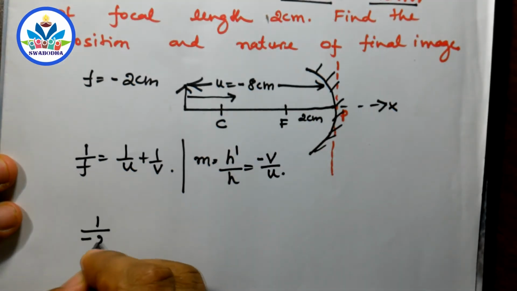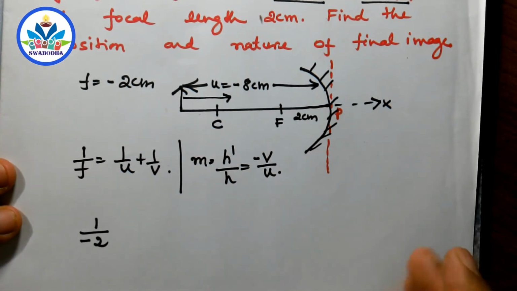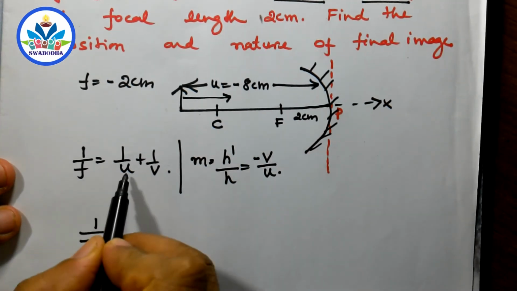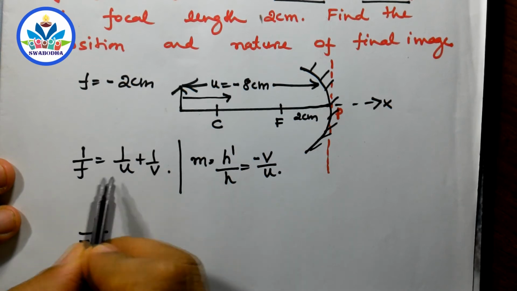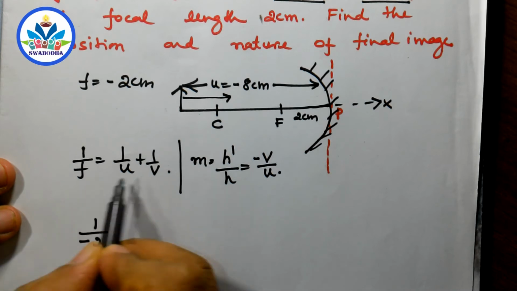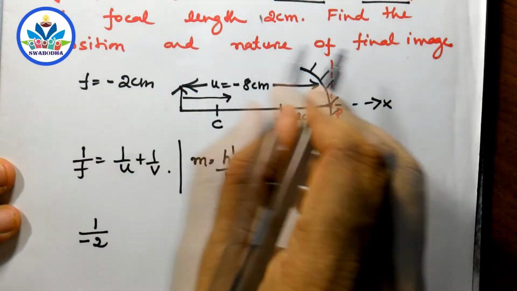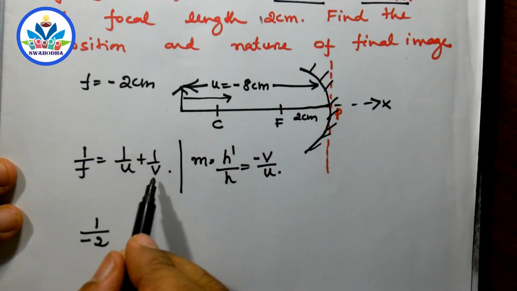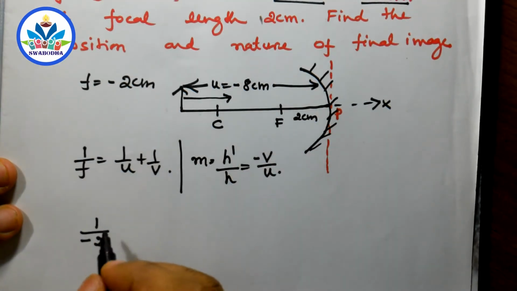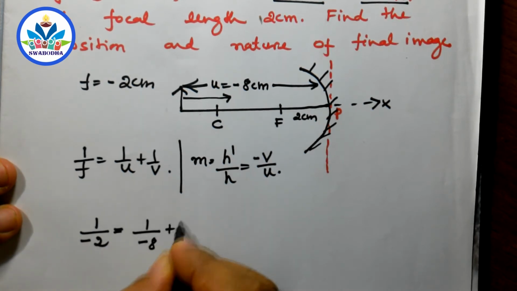So, sir, won't you convert all these things into meters? If you want, you can convert it, no problem. Since this formula involves distance, suppose this is in millimeter, this will be in millimeter, this will be in millimeter. Make a common unit everywhere. So I will take everything in centimeter. The image distance I get should be in centimeter. So 1 by f is equal to 1 by u, minus 8, plus 1 by v.